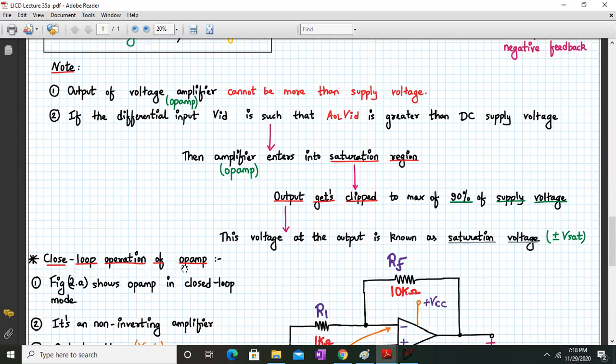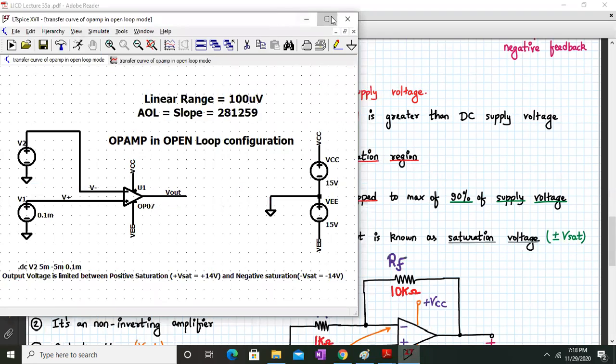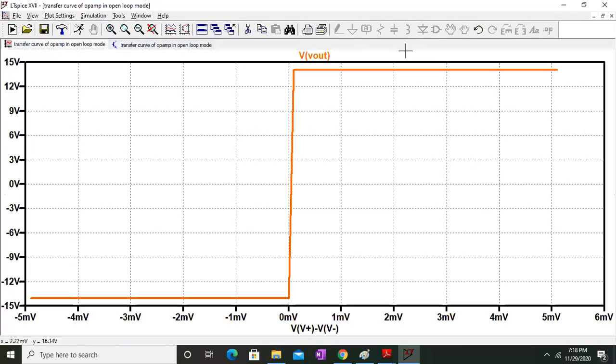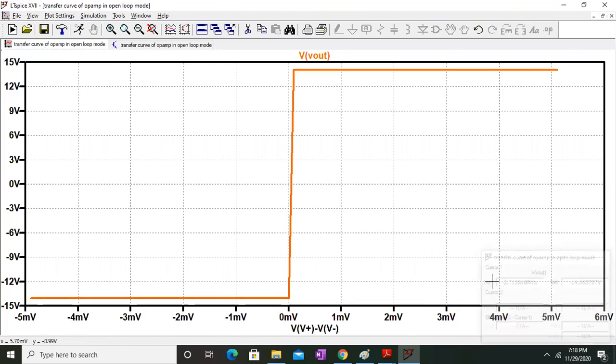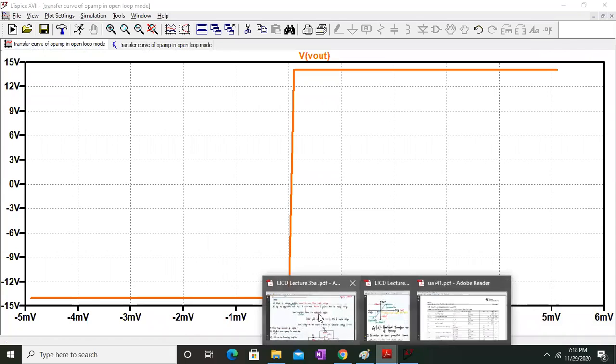So this voltage at the output is known as the saturation voltage. Can you see over here these 2 points on the curve? This is my saturation voltage plus VSAT, and this is my negative saturation voltage. We can check its value over here. It's plus VSAT 14.0906, and here it is minus 14.06. So these are the two saturation voltages. Let's get back to the PDF.